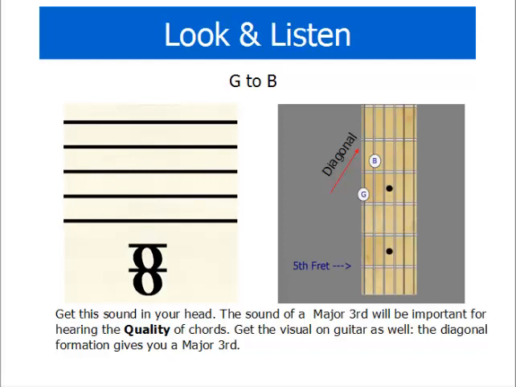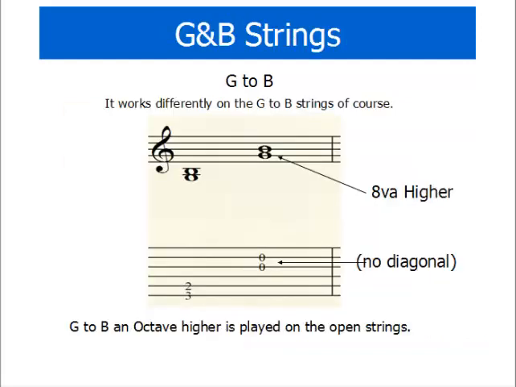Okay, there's the sound of a major third. Now, it works differently on the G to B strings. It's not going to be a diagonal. You put your fingers flat and get a major third. Octave higher, G, B.